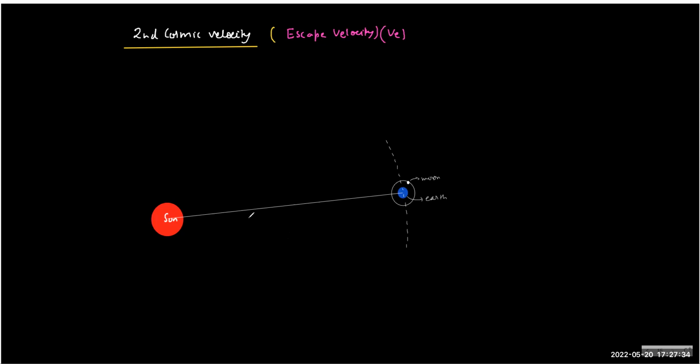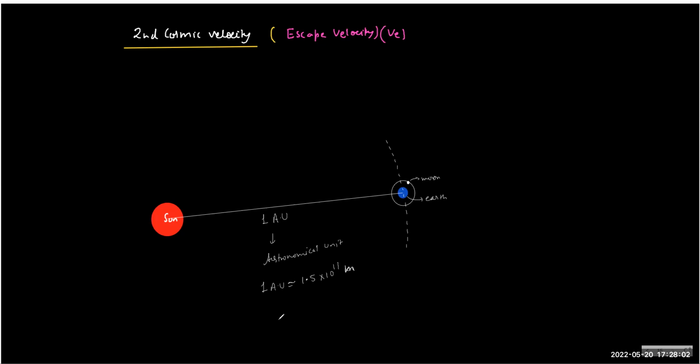The distance between the Sun and the Earth is called one astronomical unit, AU, and one AU is roughly 1.5 × 10^11 meters.